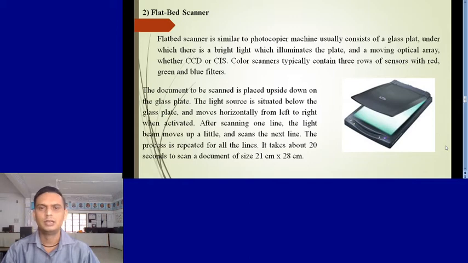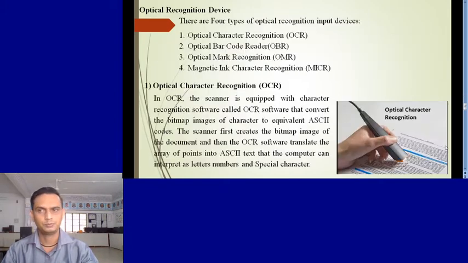A color scanner typically contains 3 rows of sensors: red, green and blue. The document to be scanned is placed upside down on the glass plate. The light source is situated below the glass plate and moves horizontally from left to right. That converts the whole document into a soft copy. It takes about 20 seconds to scan a document of A4 size.